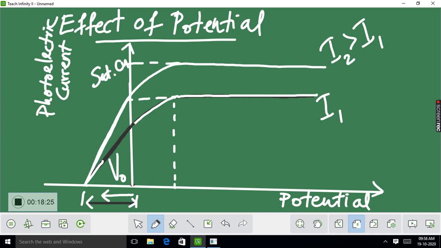This means that for a given frequency, we have kept frequency constant. For a given frequency of incident radiation, the stopping potential is independent of intensity. For two different intensities, we got the same value for stopping potential. Therefore, the stopping potential is independent of intensity for a given frequency.